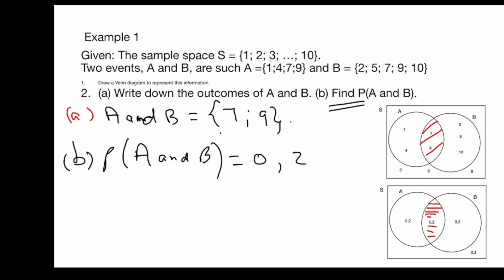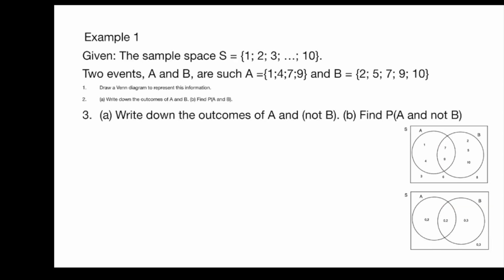You can still get your 0.2 by looking at the first diagram there. Because A and B, as long as you know that A and B is that common region there with 7 and 9. Now 7 and 9 is 2 outcomes out of 10. That will still give you 0.2. So we want the outcomes of A and not B.